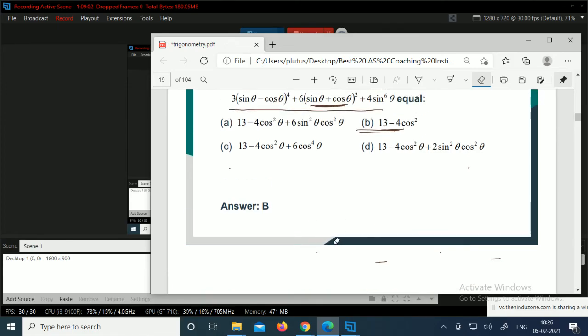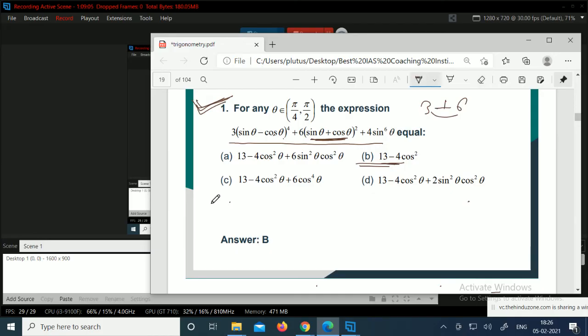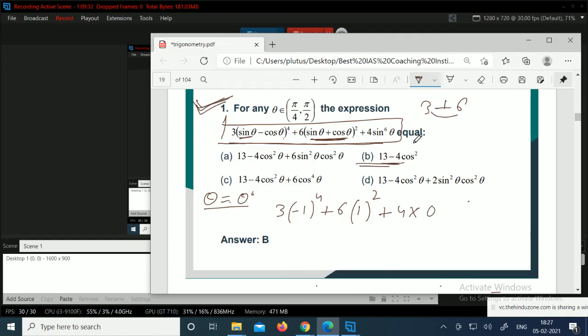Look, if I put theta equal to 0, let us calculate the value of this expression. For theta equal to 0, sine theta is 0, and minus 1 to the power 4, isn't it? Plus 6, this is 0 and 1 square, and this is 4 into 0. So this value is 3 plus 6, that is equal to 9.